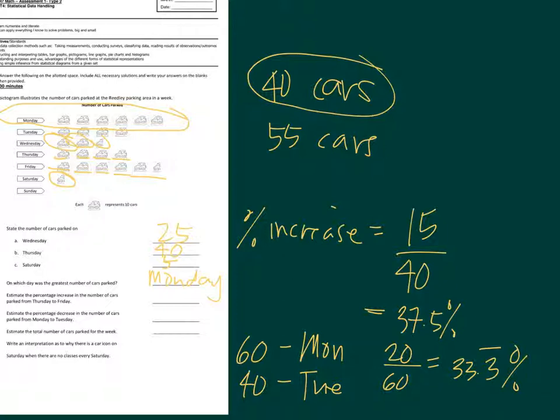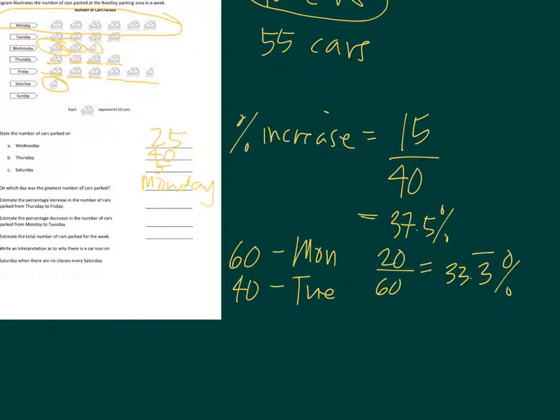Okay, so next question, estimate the total number of cars for the week. All you have to do here is to count all the icons, and if you do that, you'll get 22.5 icons. And since each car icon represents 10 cars, all you have to do is to multiply the number of icons, the 22.5, by 10. When you do this, you will get 225, and that's 225 cars.